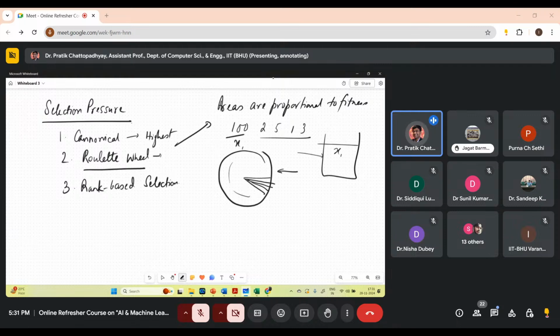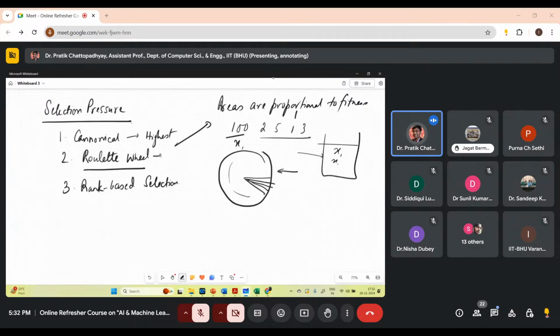So X1 will come always after roulette wheel selection. To avoid this, we go for rank-based selection. So here what we do, instead of taking the raw fitness values, we rank the fitnesses. So this is in reverse order. The chromosome which has the lowest fitness, the chromosome with fitness 1, is given rank 1.